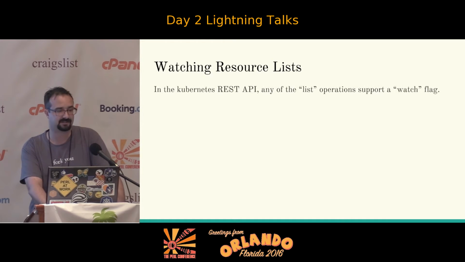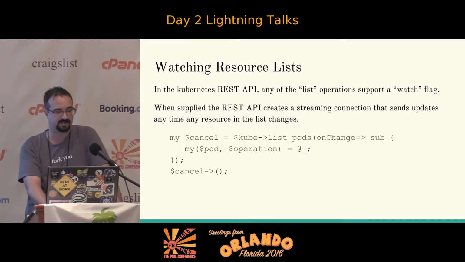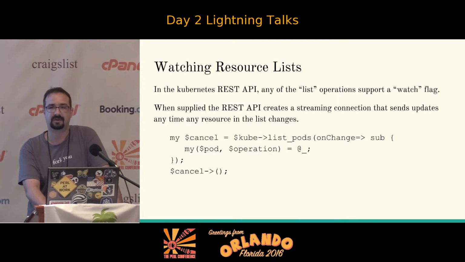So, watching resource lists. Like I just said, with the REST API, any of the list operations supply a watch flag to create a streaming connection. So with Any Event Kubernetes, you can simply pass an onChange handler into your list call, and you will get that streaming functionality. Your onChange handler will be called every time any resource object in the list changes in any way. When invoked this way, the list methods will return a cancellation guard. This is really just a code reference that allows you to terminate the streaming connection. So to stop watching this list, essentially you just invoke the cancel callback.